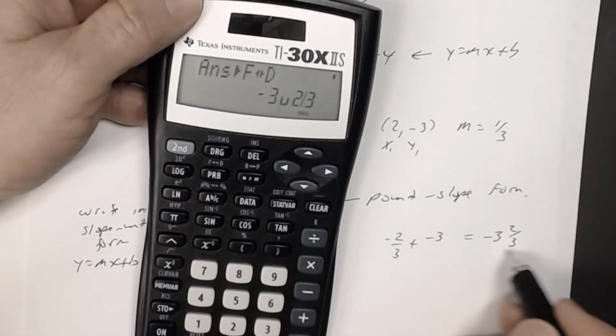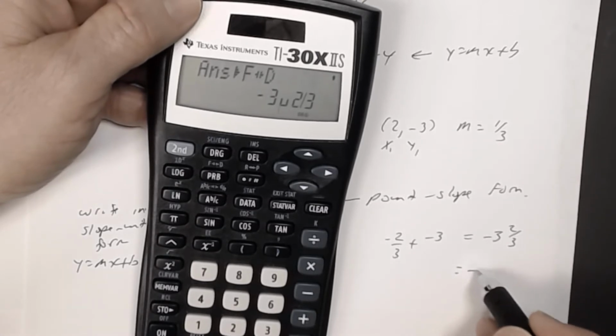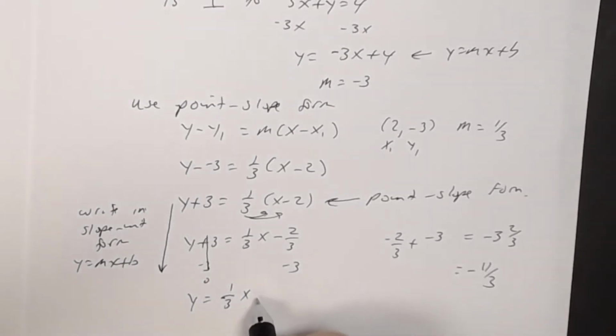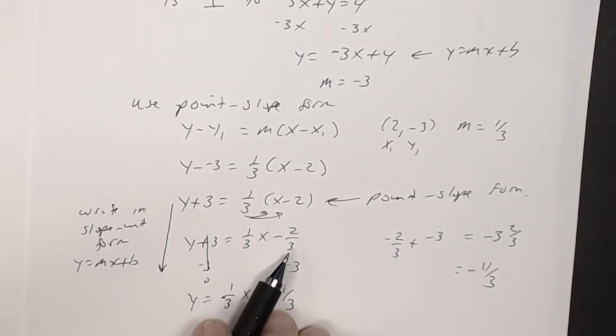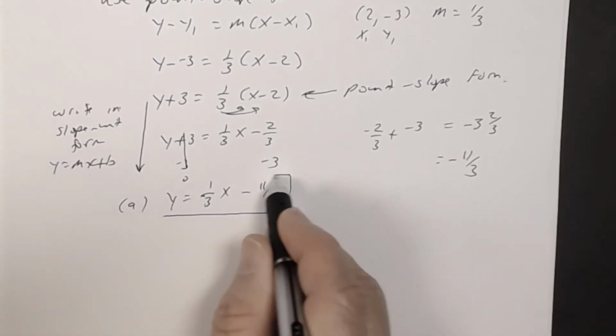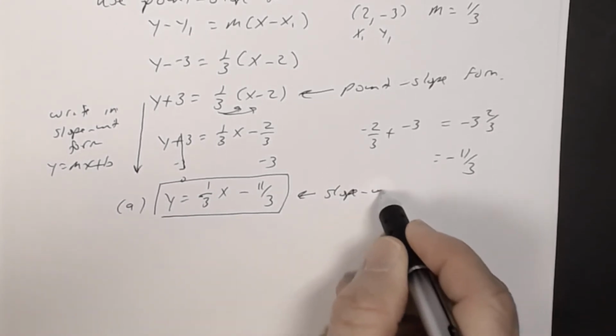But you want to rewrite this back as an improper fraction. So 3 times 3 is 9, 9 plus 2 is 11, so it becomes -11/3. Okay? So I get 1/3 x minus 11/3. So you had to be careful here. Some of you would have made a mistake right here, so you got to be careful. Okay, and we're almost done. So that's the answer for part A. So that's the answer in slope-intercept form.